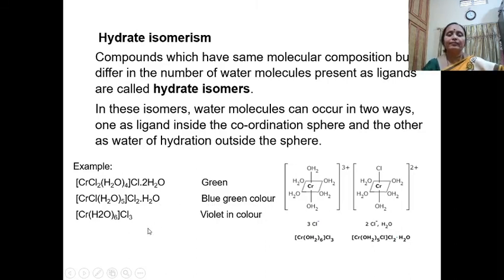Another complex is hexaaqua chromium 3 chloride. In this case, all 6 water molecules are present as ligands, attached to the chromium, and this appears violet in color. So such compounds which have the same molecular composition but differ in the water molecules present as ligands are called hydrate isomers. Okay, thank you.